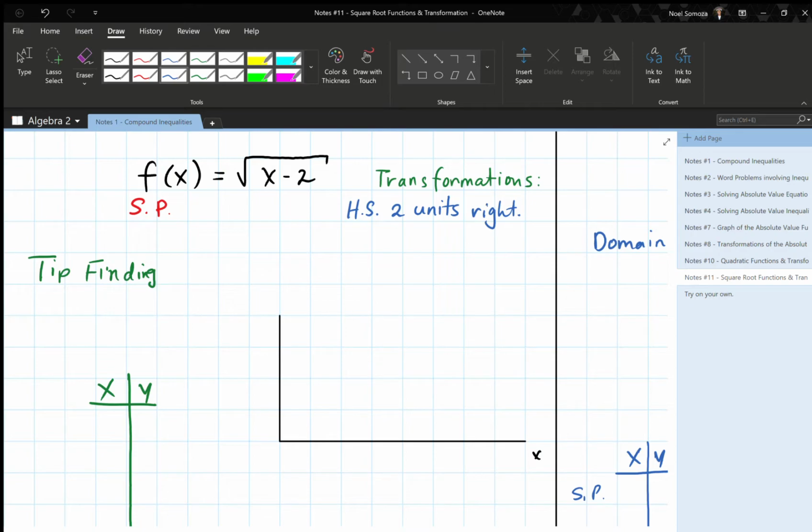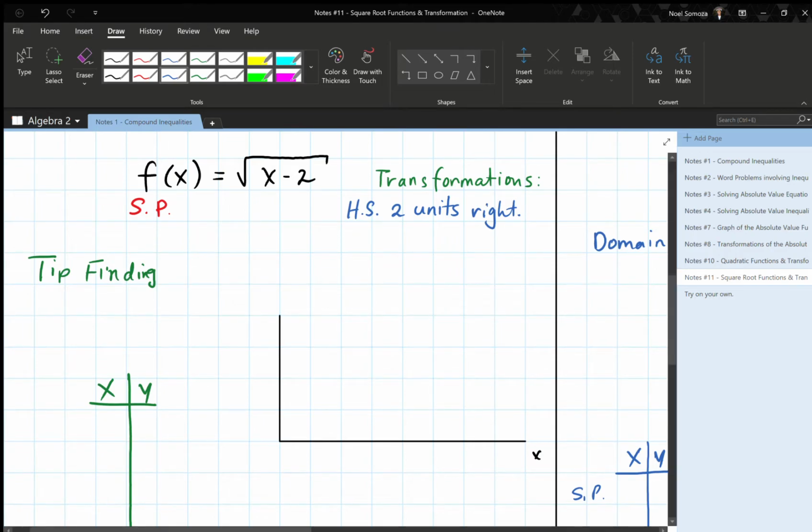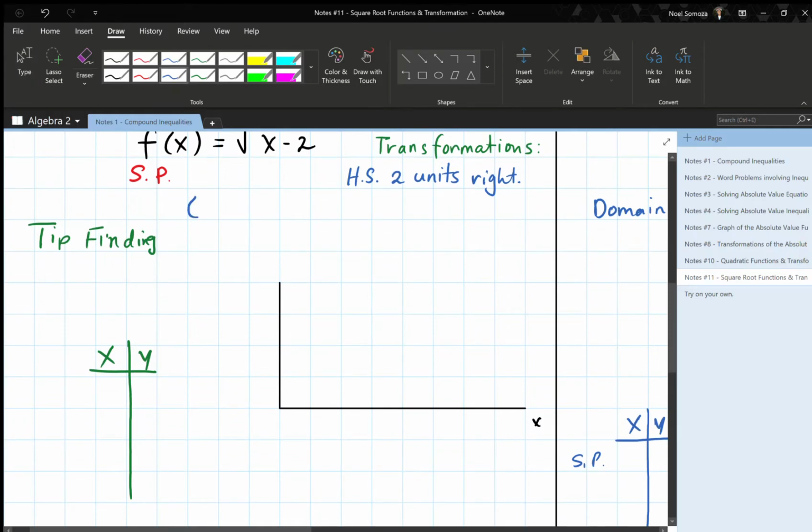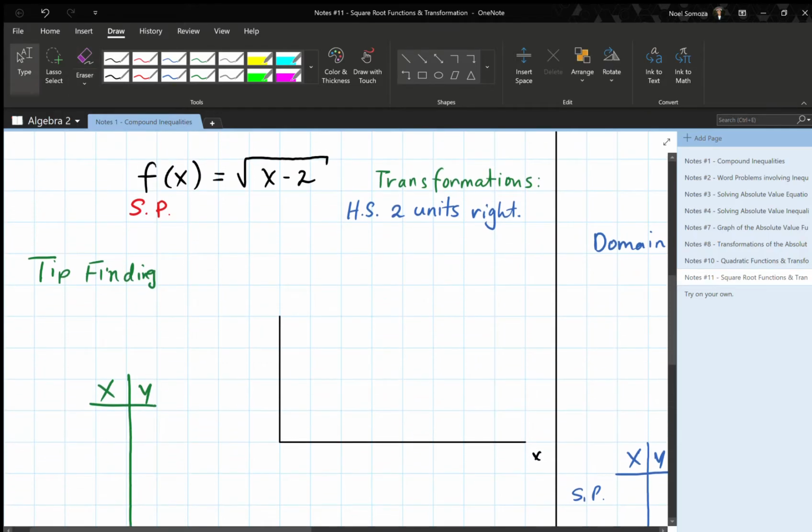Okay, so it's a horizontal shift 2 units right. The shape should still be kind of like this, right? But it's going to move over 2 spaces. That's essentially the idea. So if we're looking for a starting point, what would our starting point be? 2, 0. Yeah, 2, 0. Since there's nothing outside, we could use that as a 0. It's like saying +0 out here.